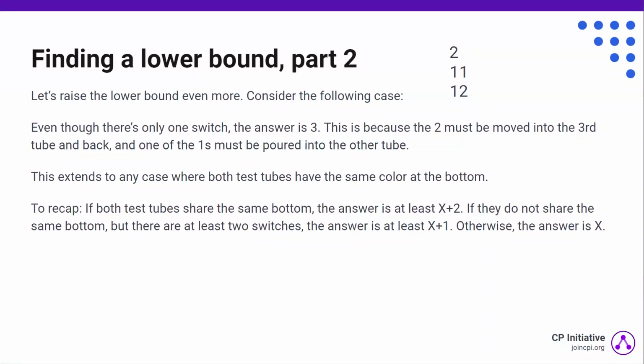So to recap, if both test tubes share the same color at the bottom, the answer is at least x plus 2. And if they do not share the same bottom, but there are at least 2 switches, the answer is at least x plus 1. And if neither of these conditions is satisfied, the answer is at least x. Does that make sense?